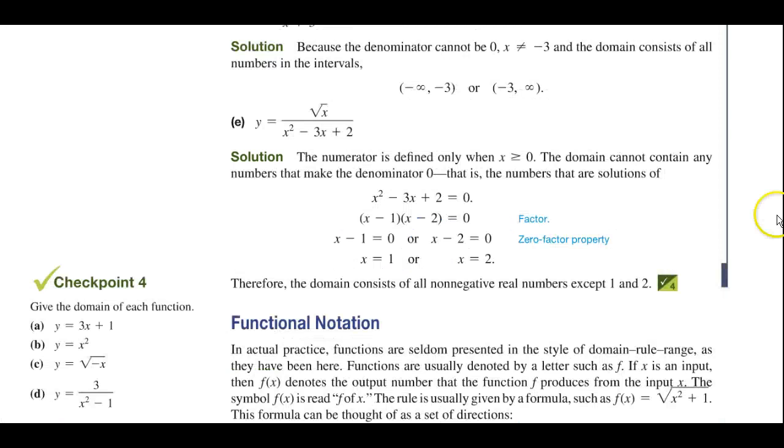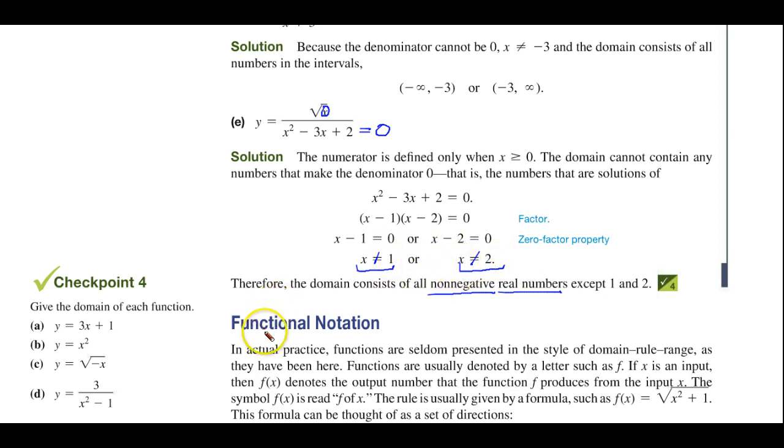Now, letter E, we have two things going on. Here in our numerator, x could be 0, but it cannot be any negative number. And then when we equate our denominator to 0 and factor it, we get these values, that x is a 1 or x is a 2 would make our denominator 0. So this is going to be all non-negative real numbers, that is, starting with 0, and then you cannot have a 1 or a 2, and that's what they're showing here.